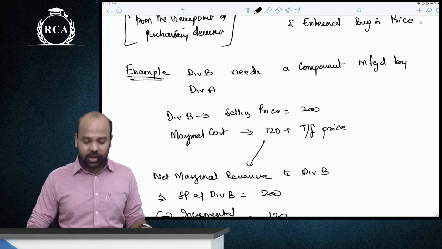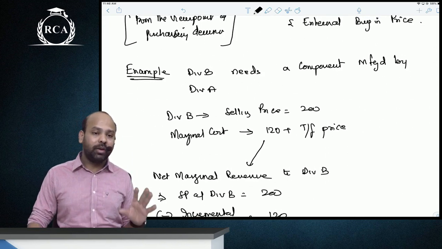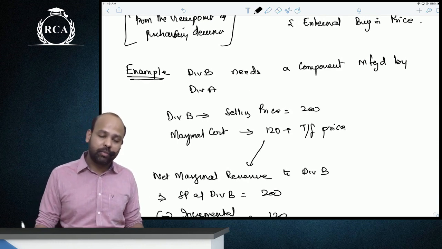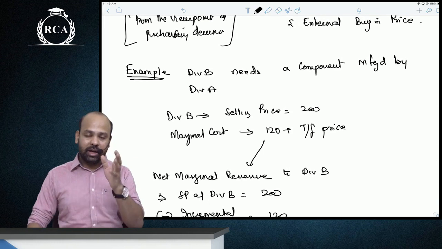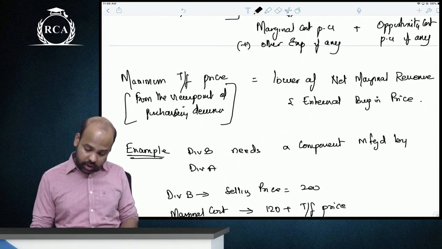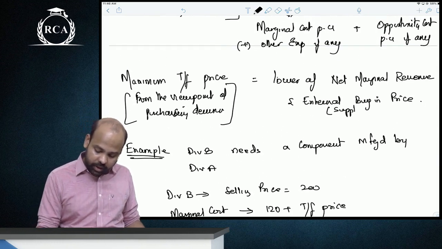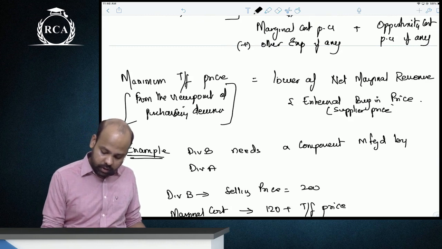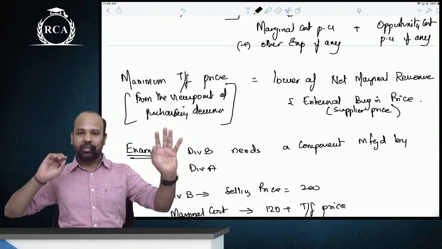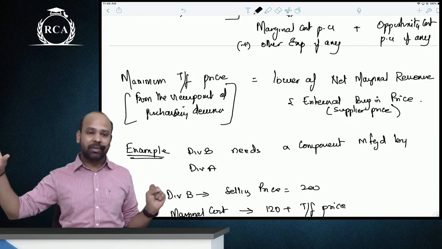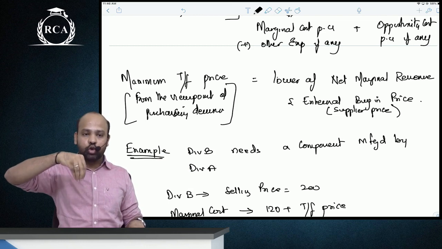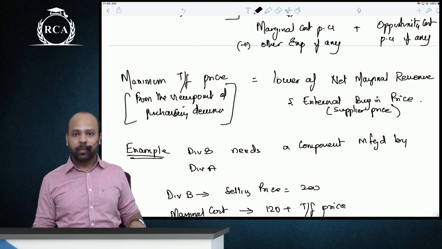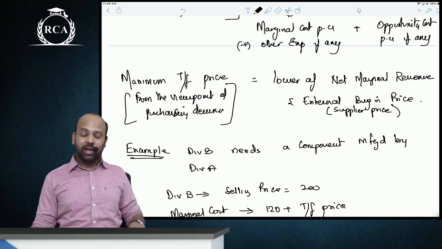So basically, your maximum transfer price should be the lower of net marginal revenue and external buying price. External buying price is the supplier price. We will remember relevant cost of manufacturing as minimum transfer price, and supplier price as maximum transfer price. But along with the supplier price, we are now bringing in a new concept called net marginal revenue.